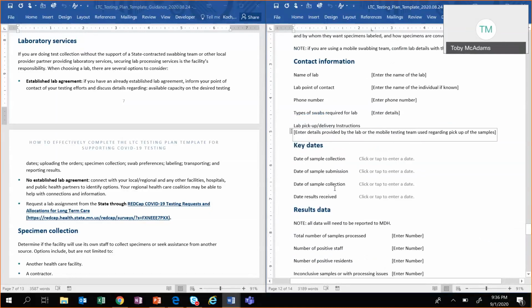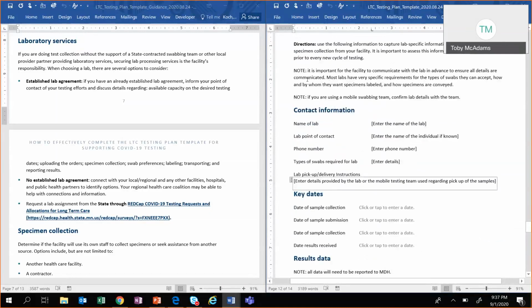Now, one key component, one caveat, and it's in both the template and the guidance, and that is if you decide to go down the route of contracting a swabbing team, you'll once again want to ensure that you connect with the team point of contact and ask what lab services they provide as part of their package, as part of their services.